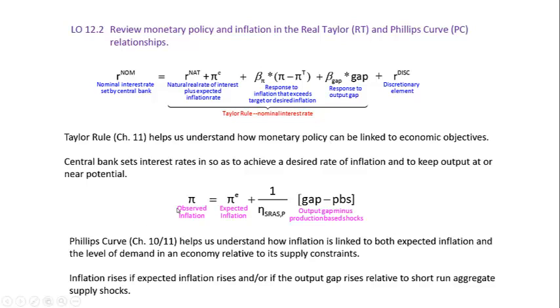We also learned about the Phillips curve in previous chapters. The Phillips curve told us that the observed inflation rate is linked to, first of all, the expectations that market participants have of the inflation rate, plus some factor related to demand minus supply, the output gap, relative to any shifts or shocks in the short-run aggregate supply curve. So this tells us that inflation will rise if either expected inflation rises or if the output gap rises relative to some short-run aggregate supply shock.